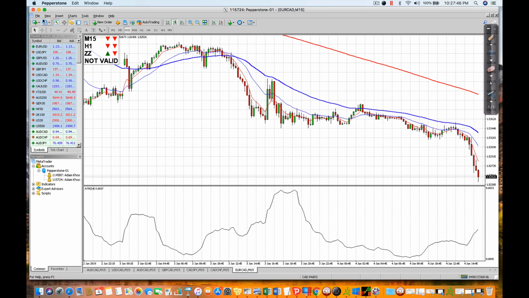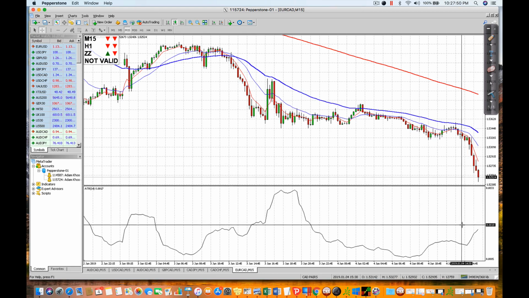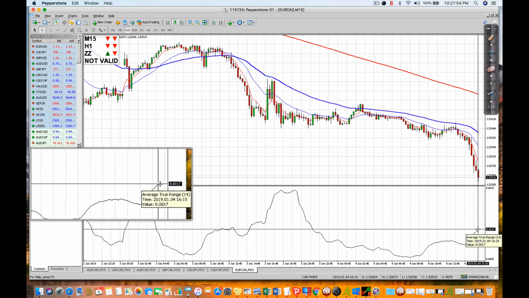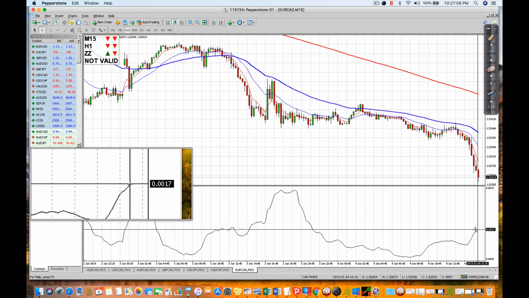So you need to get your crosshair and put it there to see what's the value. Now I'm going to zoom in using my zoom. There you go. Okay, so what does it say? 0.0016. So that is 16 pips. There you go. All right.